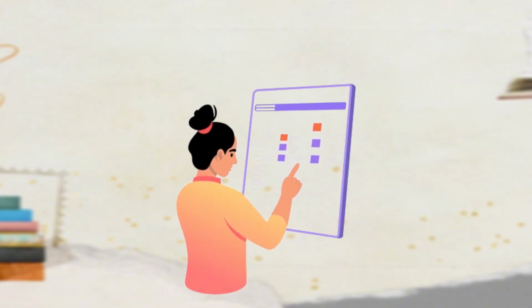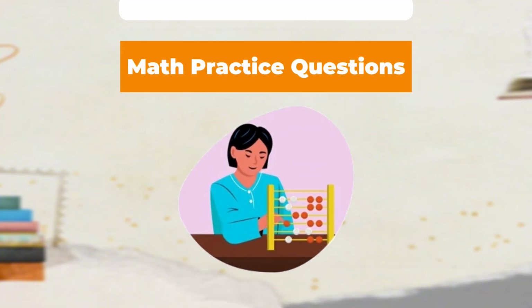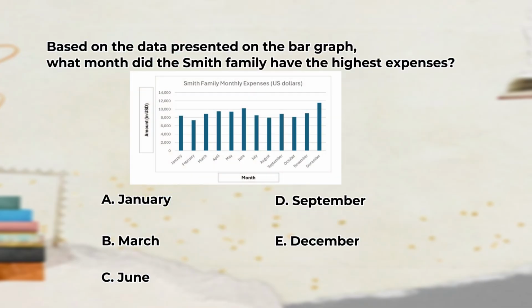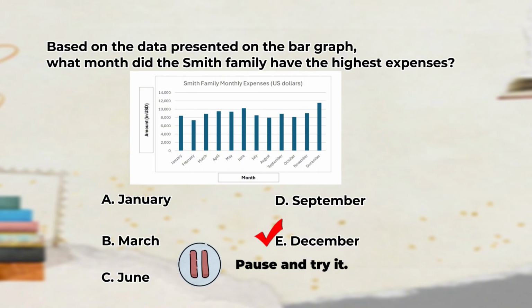The math section checks skills such as operations, algebraic thinking, place value, fractions, measurement, data, and geometry. Let's start with a data question. Based on the data presented on the bar graph, what month did the Smith family have the highest expenses? Pause the video and let your child choose the answer. The correct answer is E, December.